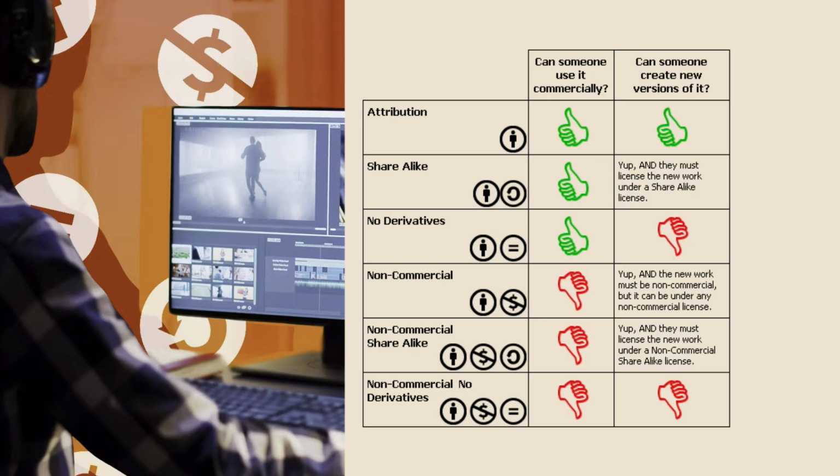The last one is non-commercial, no derivative. We cannot use it for commercial purposes, and one cannot modify this content. So only redistribution, reading the content, getting information from that content, and using the content for their teaching and learning process. So this is the table which explains how we can use it commercially, and how we can create new content from this licensing.